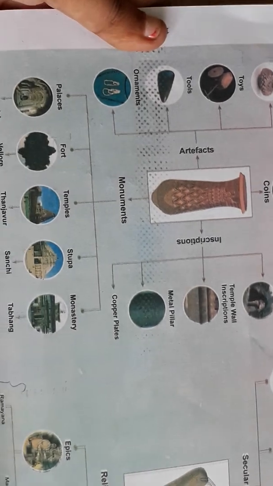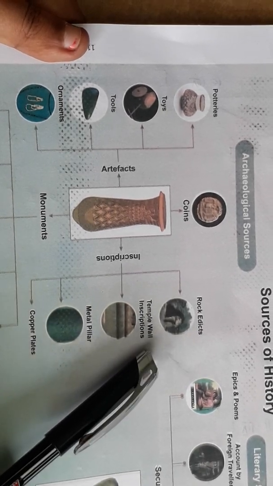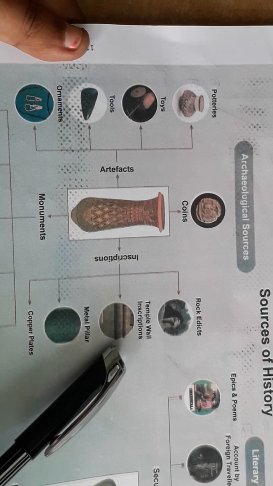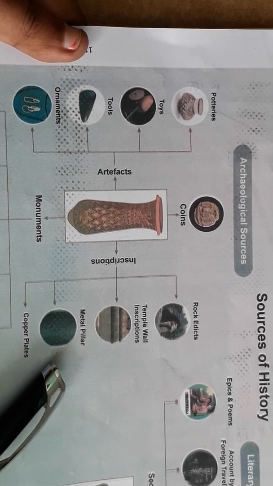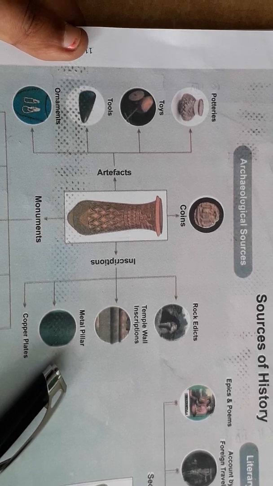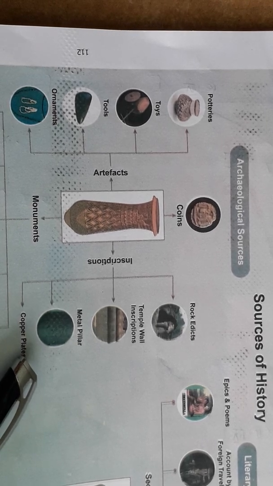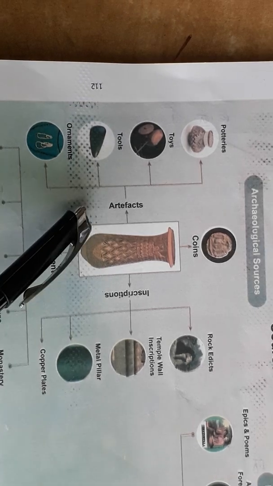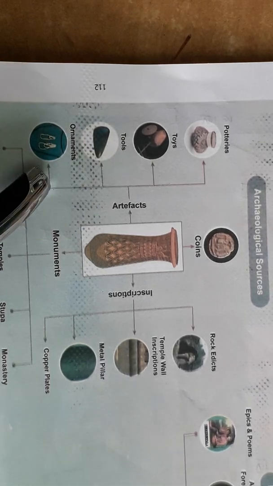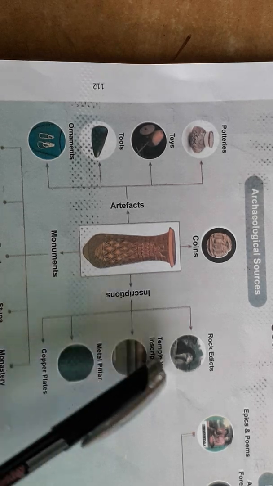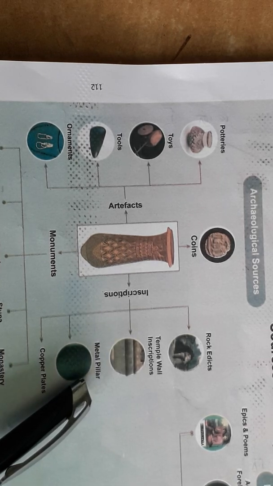Next, inscriptions. What are the inscriptions? Rock edicts, temple wall inscriptions, metal pillar, and copper plates. What are the artifacts? Potteries, toys, tools and ornaments. What are the inscriptions? Rock edicts, temple wall inscriptions, metal pillar and copper plates.